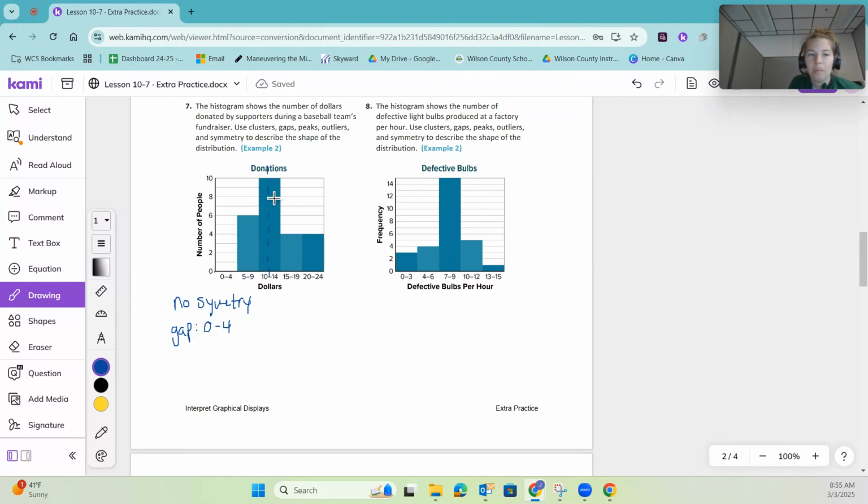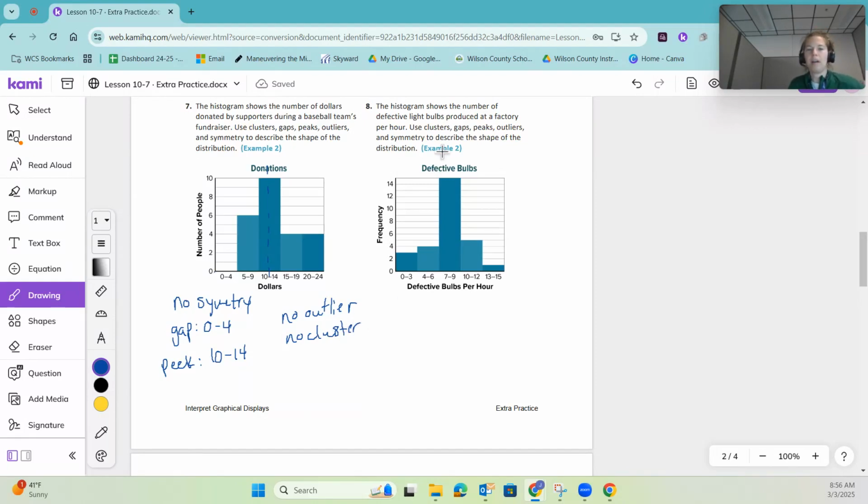The peak would be at 10 to 14 hours. And there is no outlier here. All the data lies between those, and they've got several within each grouping. So that is how we take a look at each of those things. So no outlier and no cluster.